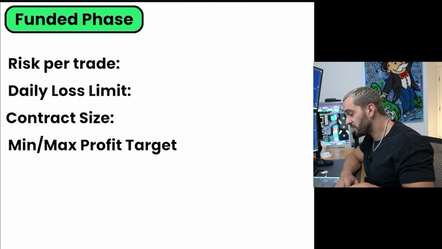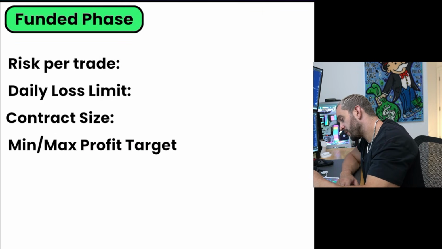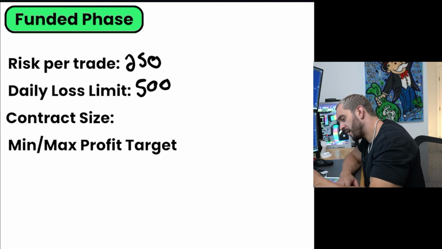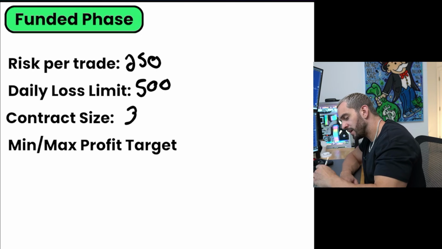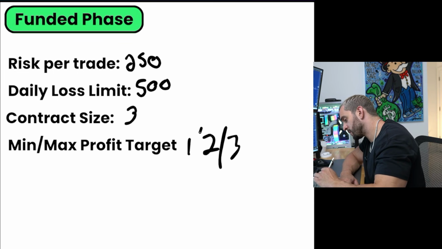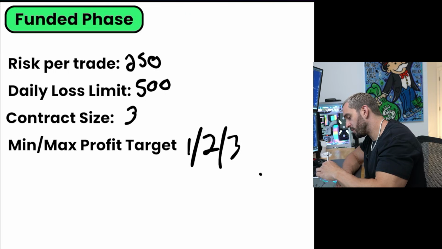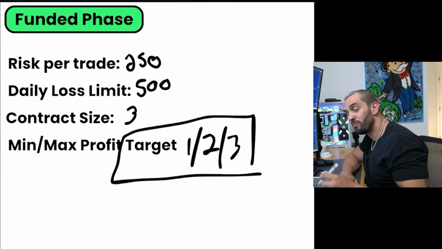So when you're in the funded phase, you now know how to figure out your risk per trade, right? We have that. You have your daily loss limit at 500. We have a contract size at 3. And you now know, based on the 3 different types of payout rules, you can now figure out your minimum and maximum profit target based on that.